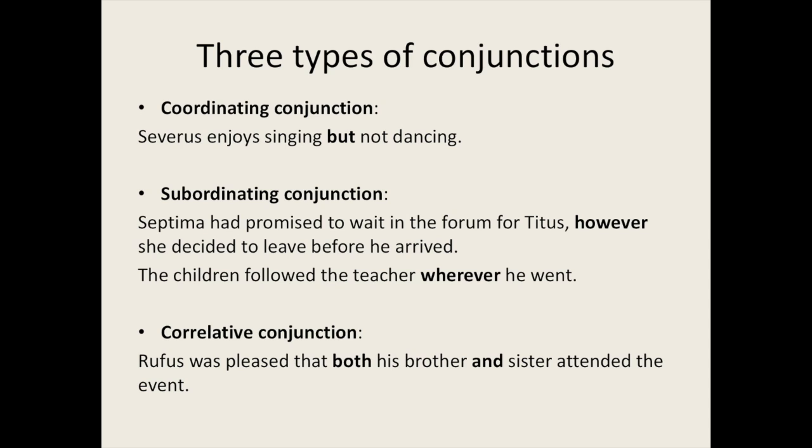Lastly, we have the correlative conjunctions, also called pairs of conjunctions. These conjunctions join noun phrases which have the same syntactic function. For example, Rufus was pleased that both his brother and his sister attended the event. Here the pair of conjunctions is both and. Other correlative conjunctions are neither and nor, and either and or.